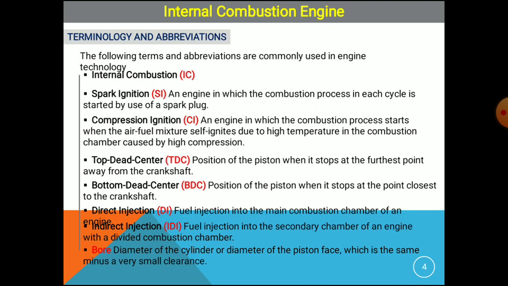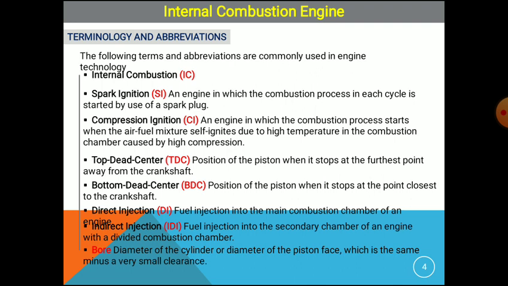There is certain basic terminology that we need to understand first. What does IC stand for? It stands for internal combustion. SI stands for spark ignition, an engine in which the combustion process in its cycle is started by the use of a spark plug. Similarly, what is a CI engine? It is the compression ignition engine, an engine in which the combustion process starts when the air fuel mixture self ignites, due to the high temperature in the combustion chamber caused by high compression.